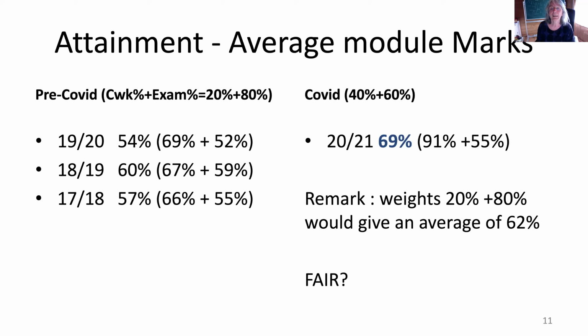So now the weighting in this COVID time is 40 for coursework and 60 for the open book exam. And so the average mark is 69. I think that students are much, much happier. It is 91% for coursework and 55% for the exam.